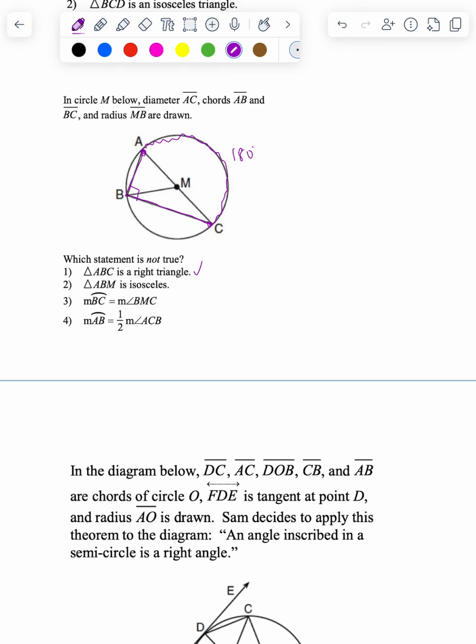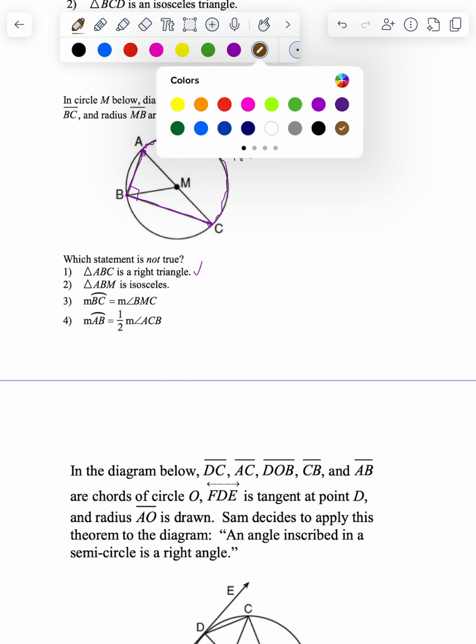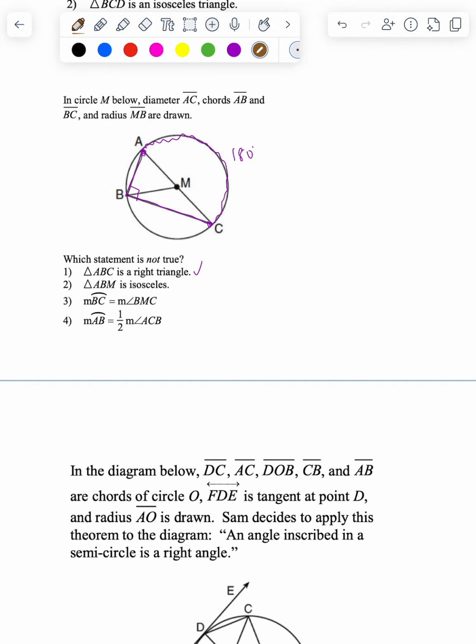Triangle ABM is isosceles. I don't really know that for sure. I'm going to come back to that because I don't really know that for sure. That could be the one we're looking for. I don't really have any reason to believe that. 3. Arc BC, so that's this arc over here, is equal to the measure of angle BMC. Angle BMC is a central angle. Its center is on the center of the circle M. So central angles are equal to their intercepted arcs.